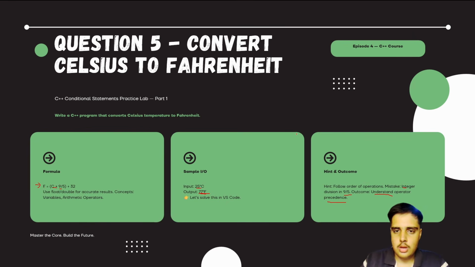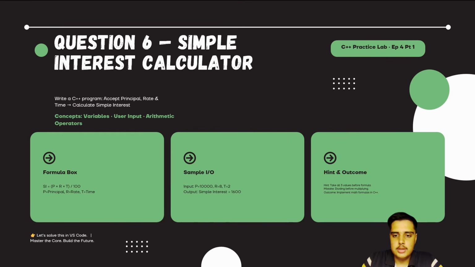So now congratulations, you have done halfway there for this episode, and now we are coming towards the sixth question. Now coming to question 6, where we have to calculate simple interest. In this question we have to write a C++ program where we have to accept principal, rate and time, and in return calculate its simple interest. This is its formula.